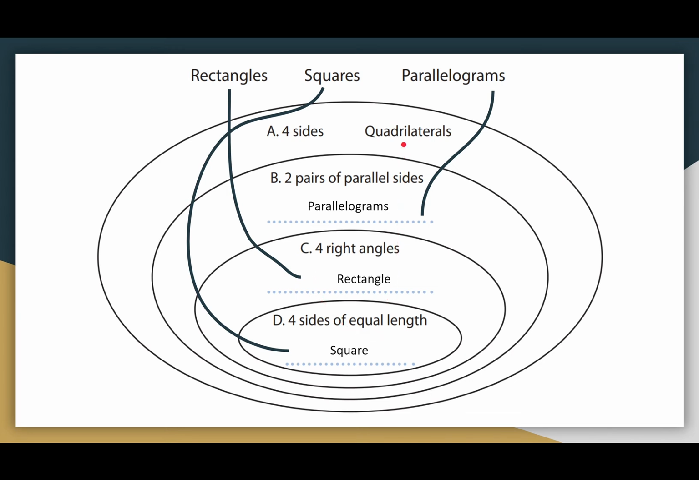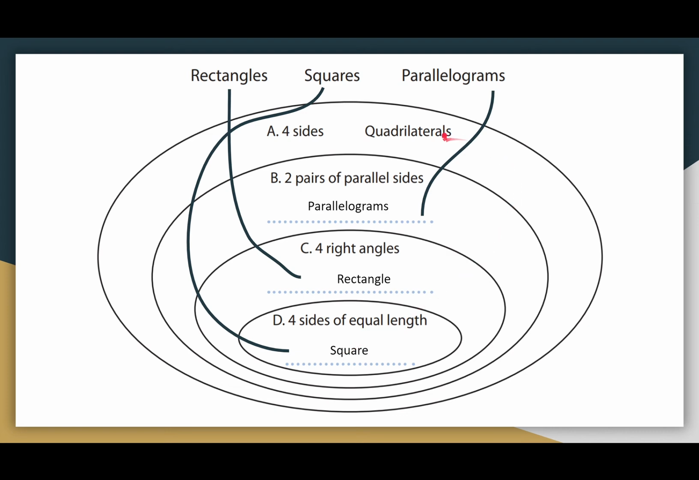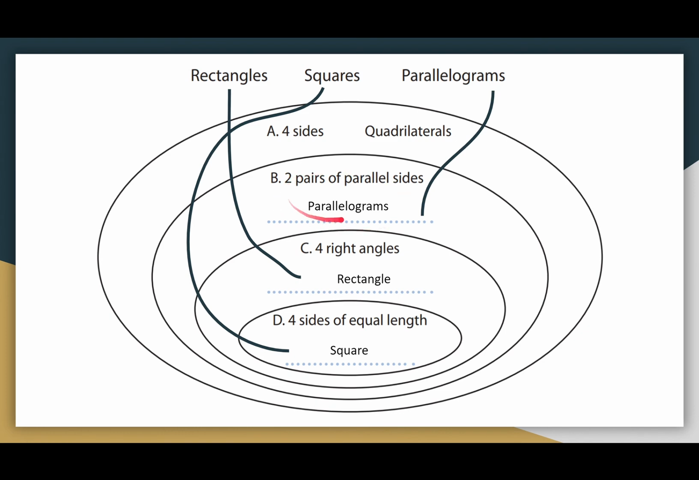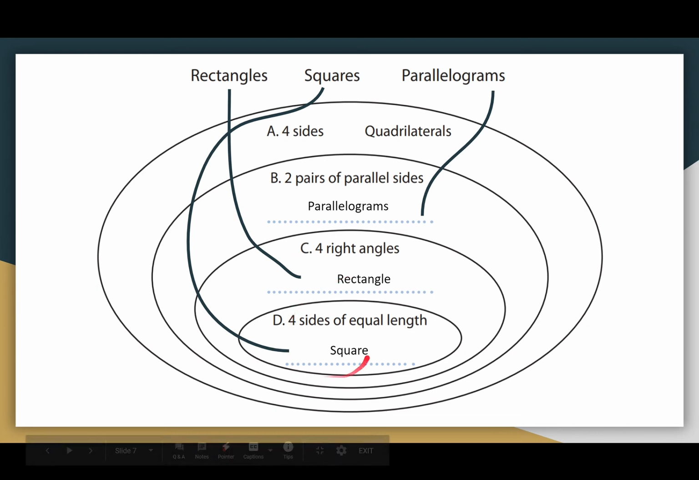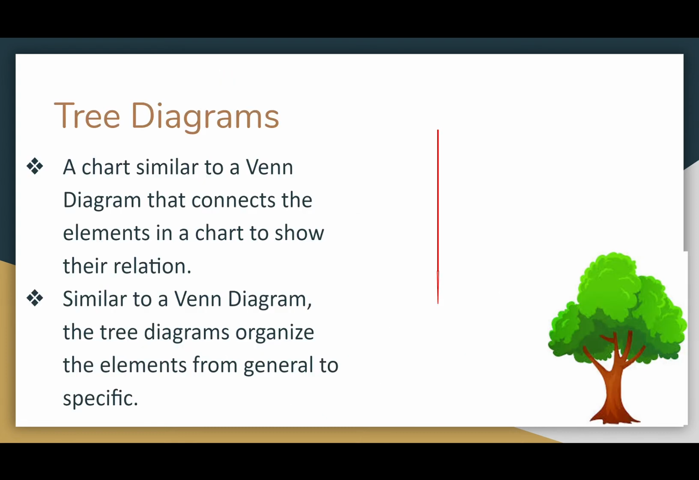So, if we're breaking it down, we can say all squares are quadrilaterals. All squares are parallelograms. But we cannot say that all parallelograms are squares. We cannot say that all rectangles are squares. Okay? Can we see how we can go from getting more general to more specific?